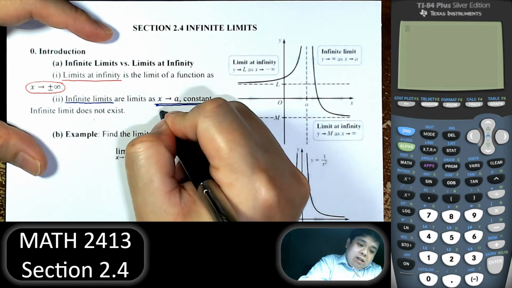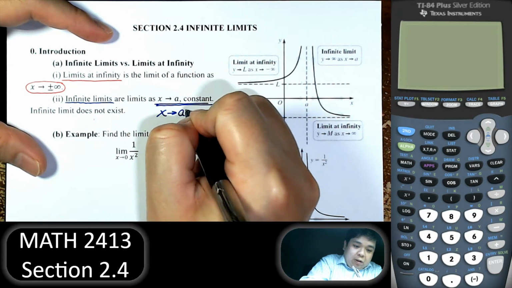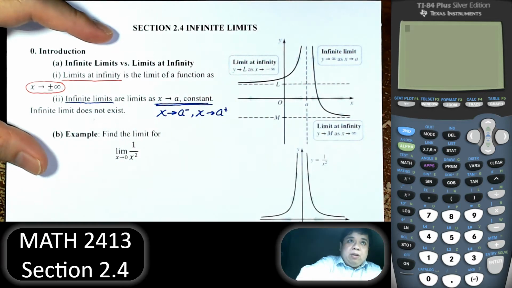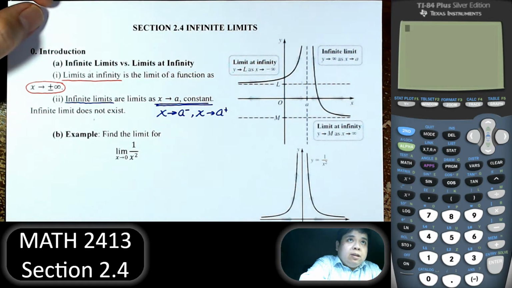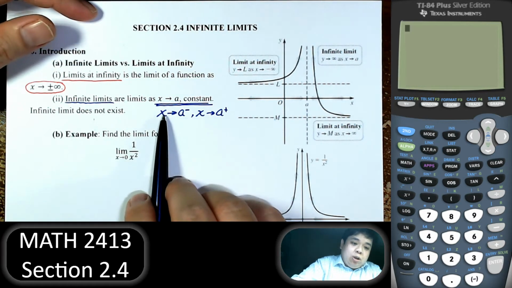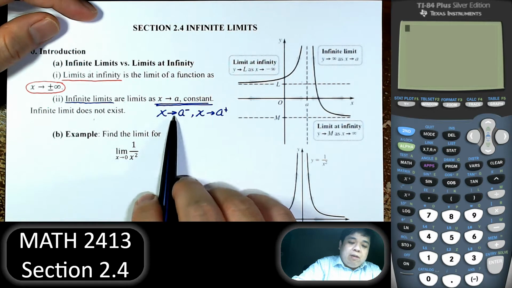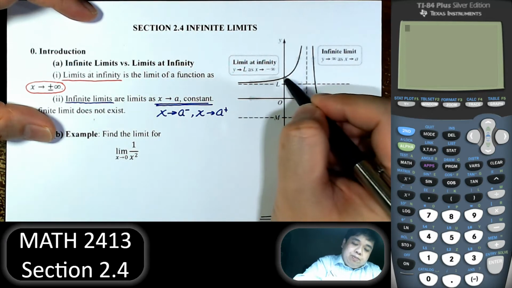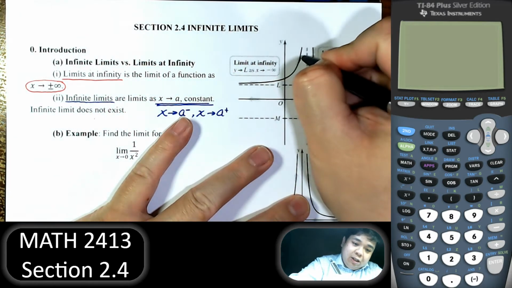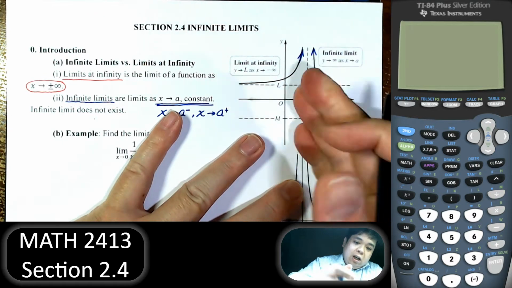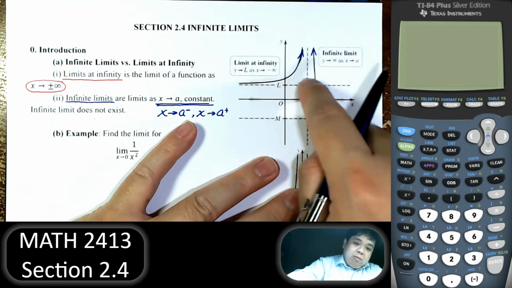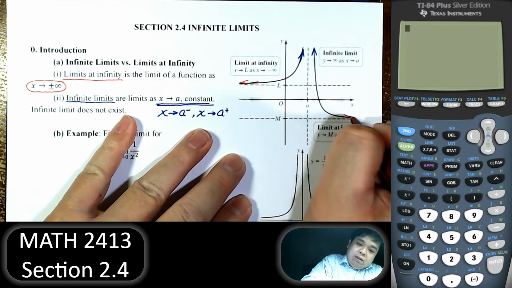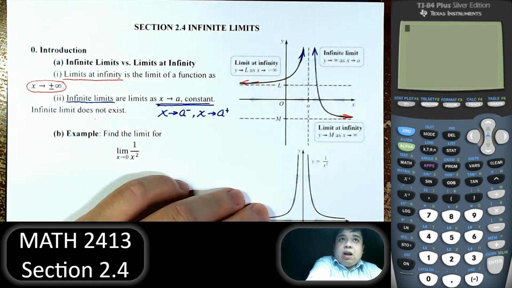And that could be either going to a from the left hand side, or going to a from the right hand side, or just going to a in general. As x goes to a constant from both sides, or from the left or from the right, the limit does not exist. It does not exist because the values go to infinity like that. So here we have infinite limits, and here we have limits at infinity. Those are different scenarios.